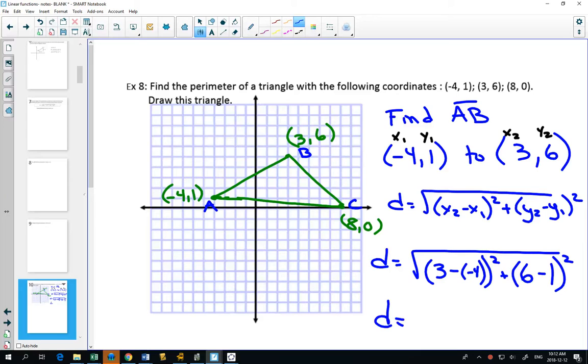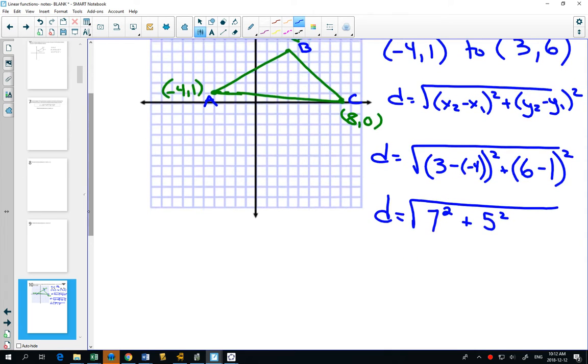What is 3 minus -4? 7. So we'd have 7 squared plus 6 minus 1, 5 squared. 49 plus 25. And we'll round to 1 decimal place right now. Or did the question say? So we just figured out the distance from A to B to be 8.6.